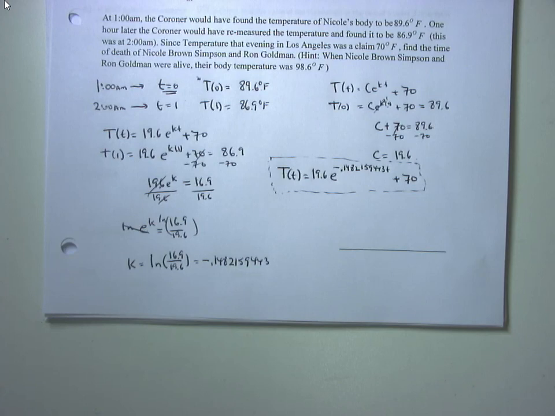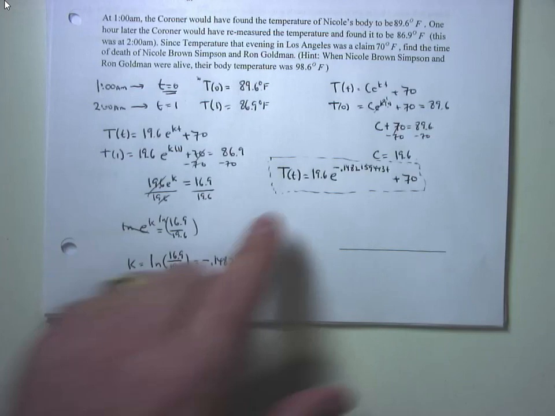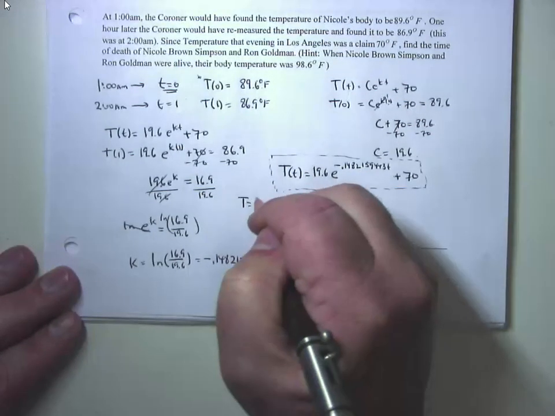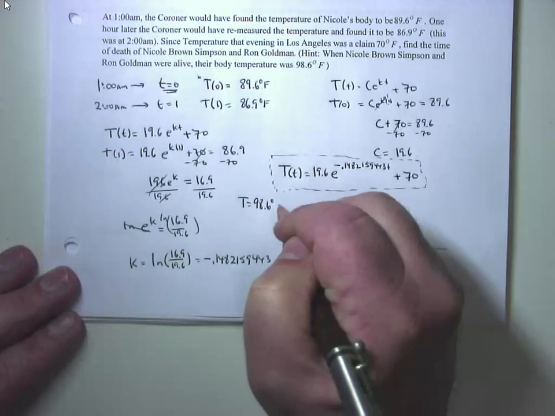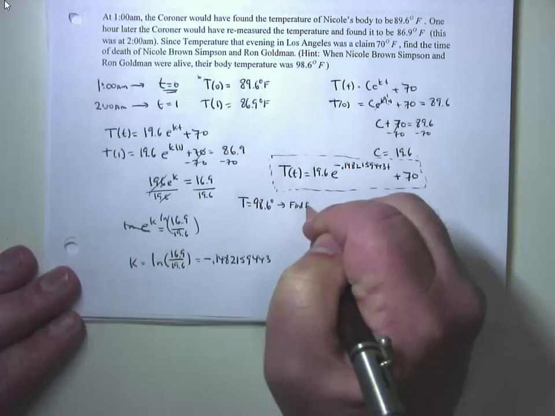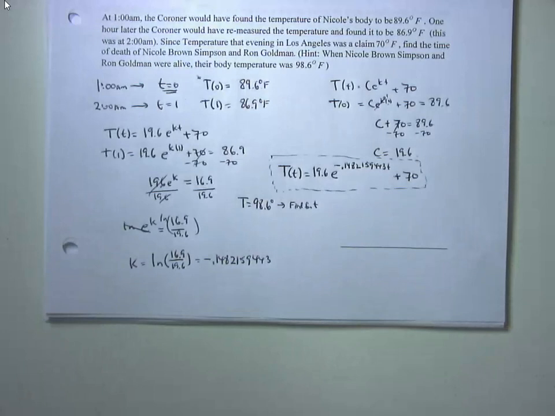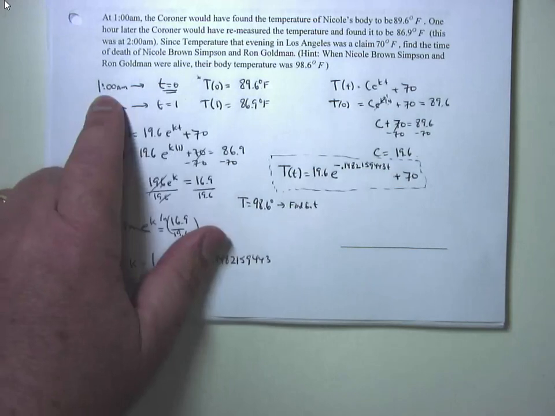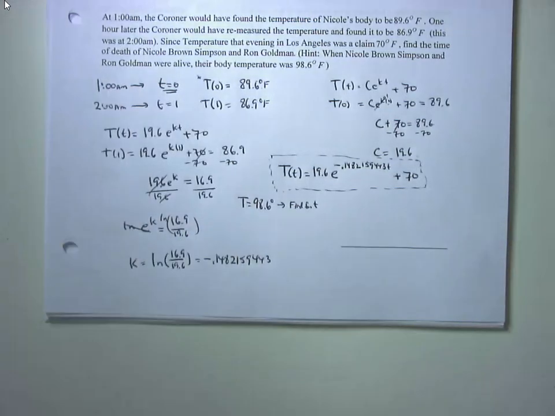Well, let's think about this. They were alive, assuming healthy body temperature. What's healthy body temperature? 98.6 degrees. So what I'm going to do here is put the temperature as 98.6 degrees and solve for t. I'm expecting t to be negative because I know at time equals 0 is 1 a.m. They're dead at 1 a.m. They must have been alive before that. So I'm expecting negative time, and then we've got to do the conversion of negative time, subtracting time from 1 a.m. Does that make sense?